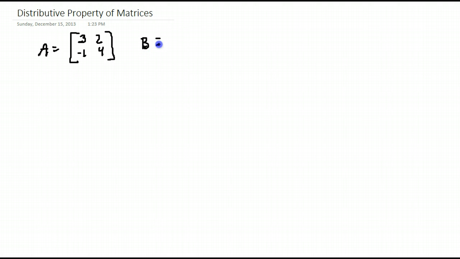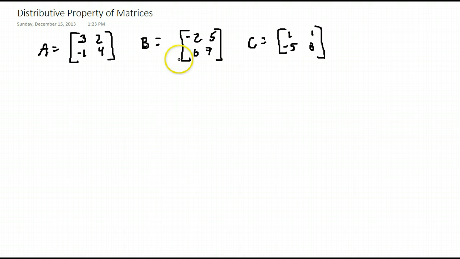Matrix B, which is, again, 2 rows, 2 columns. So we have -2 and 5 as the first row, and 6 and 7 as our second row. And matrix C is also a 2 by 2. So we have the first row of 1 and 1, second row of -5 and 3. Okay, and what we're asked to do is A, open paren, B plus C.